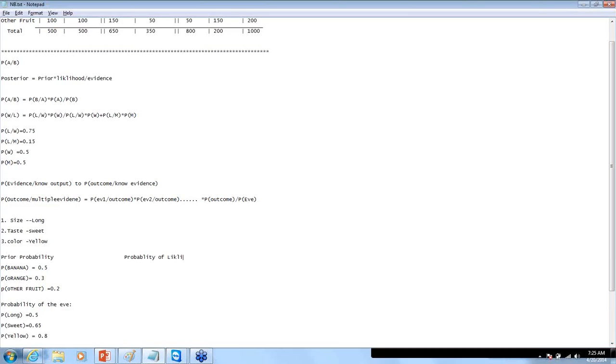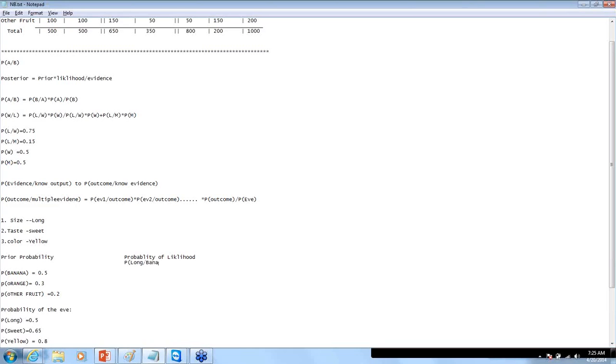Probability of likelihood. In this one, we'll define it like this: probability of a long fruit given that it is a banana. There would be many likelihoods like this. We will have to calculate all, but we will see some of the examples for this one.